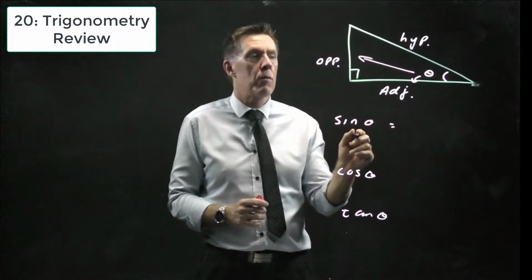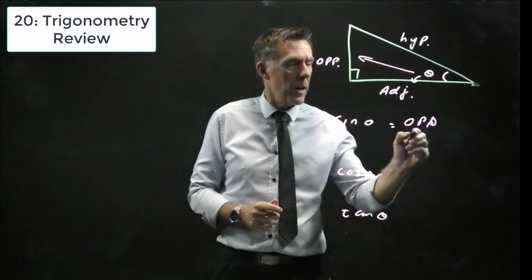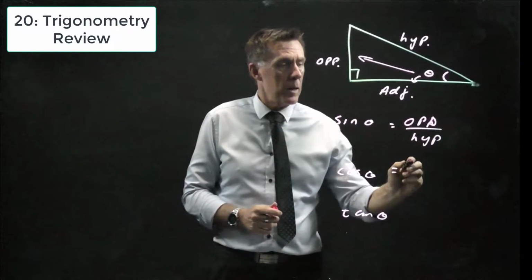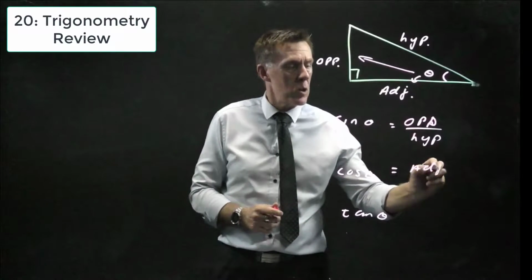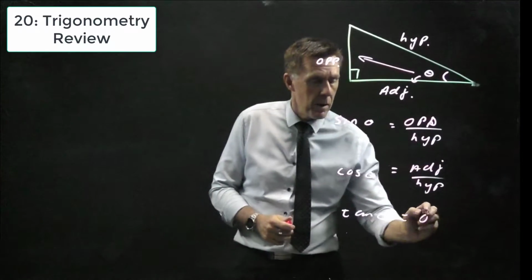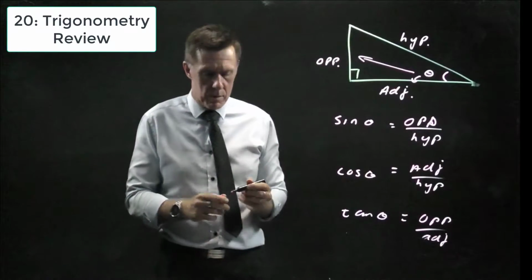When we talk about the sine of the angle, we mean we take the length of the opposite side and divide it by the length of the hypotenuse. When we take cosine of the angle, we take the length of the adjacent side divided by the length of the hypotenuse. And when we do tan, it's the length of the opposite side divided by the length of the adjacent side.